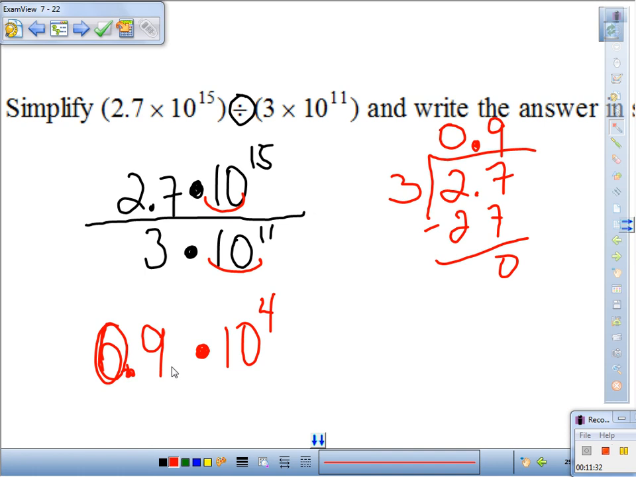Is this scientific notation? No, we cannot have a 0 here. It has to be at least 1 digit. So I need to move it. I'm going to do this in green so you remember. I'm going to move it to the right. If I move it to the right, what do I write here? Minus 1. When we go to the left, it's plus. Therefore, 9 times 10 to the 3rd.